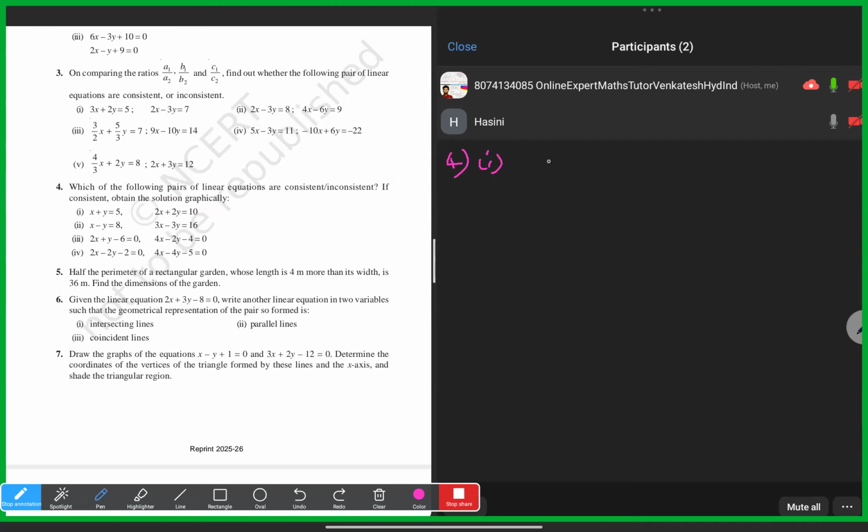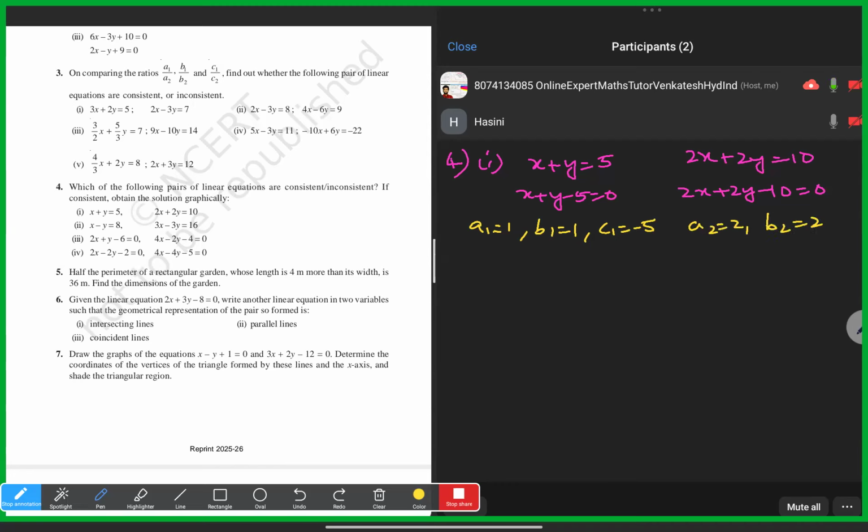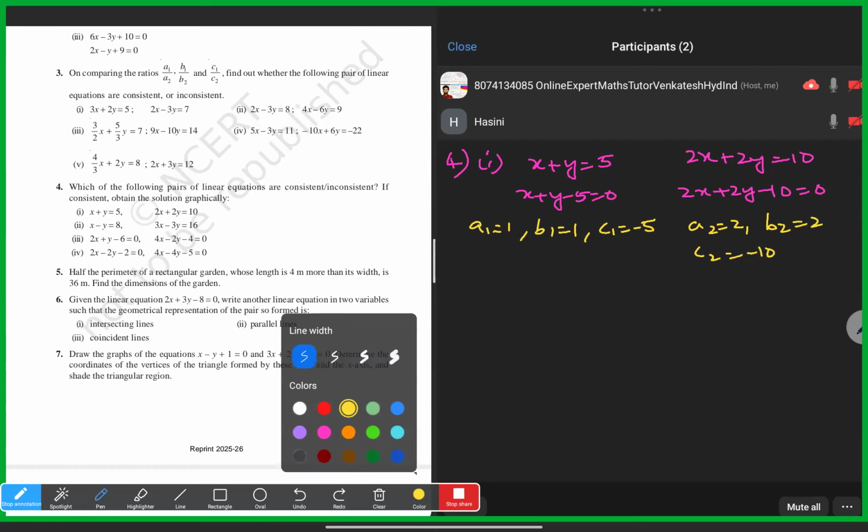If you observe the equations, first one: x plus y is equal to 5 and 2x plus 2y is equal to 10. x plus y minus 5 is equal to 0, 2x plus 2y minus 10 is equal to 0. So A1 is 1, B1 is 1, C1 is minus 5. A2 is 2, B2 is 2, C2 is minus 10.